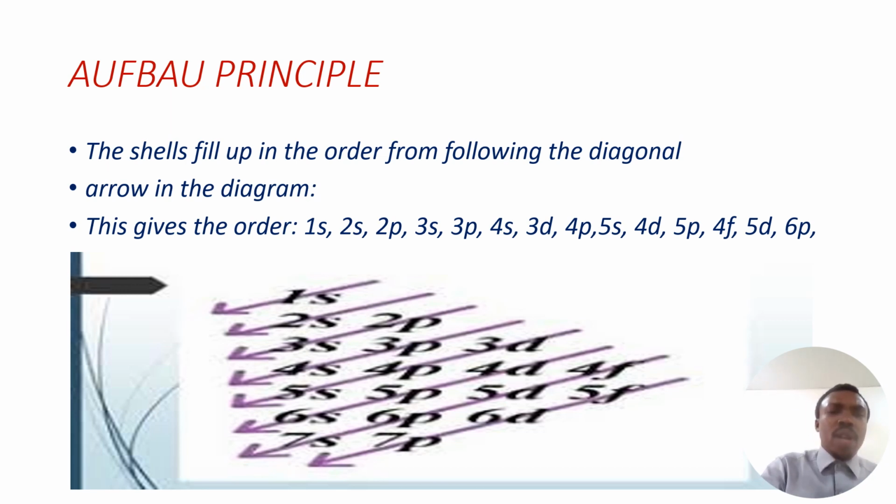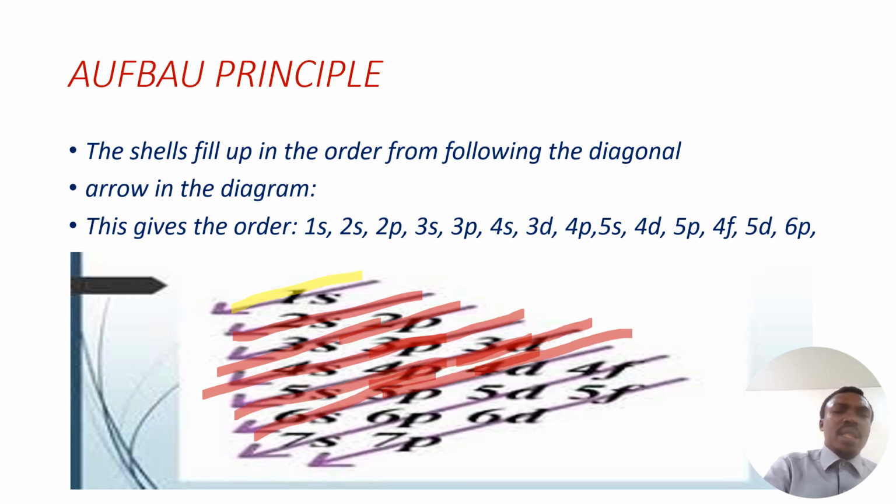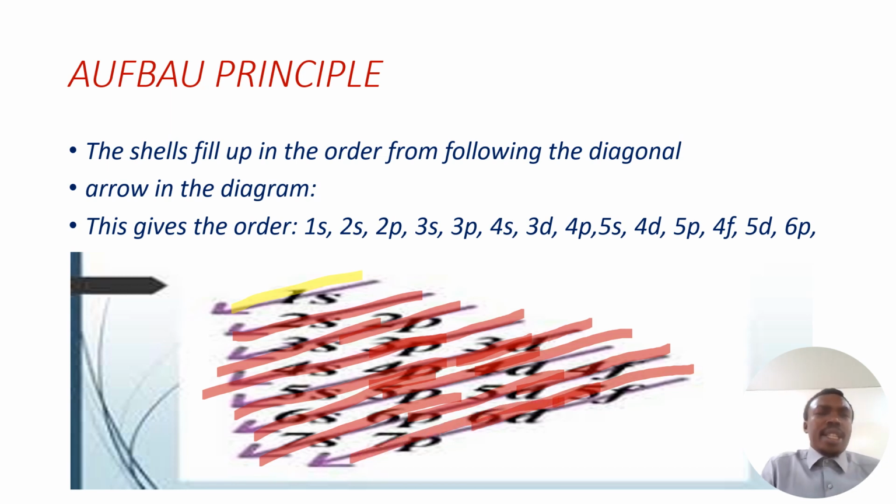If you look at the diagram, you have to fill the 1s. After 1s, you go to 2s. After 2s, 2p. After 2p, 3s. After the 3s, the 3p. Then you go to 4s. After 4s, you go to 3d, 4p, and 5s. After 5s, you go to 4d, 5p, and 6s. After 6s, you go to 4f, 5d, 6p, and 7s. After that, you go to 5f, 6d, and 7p.